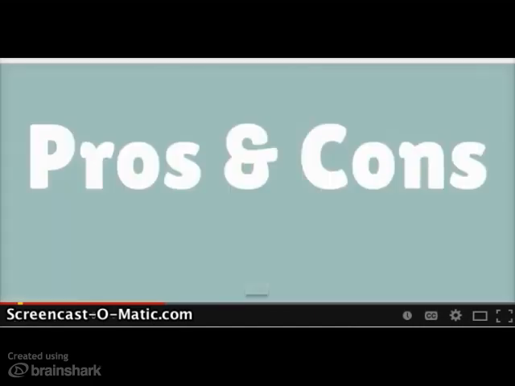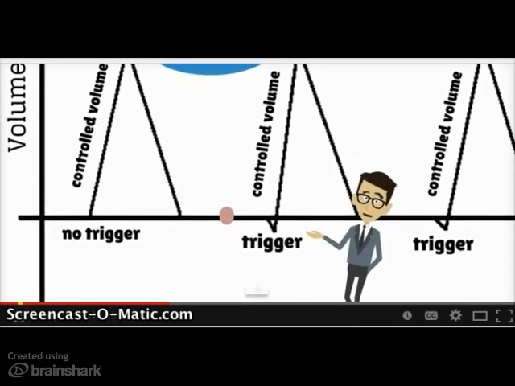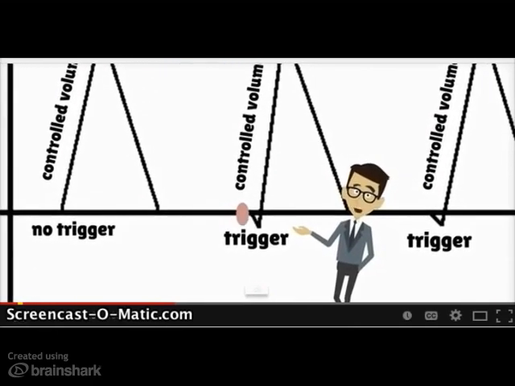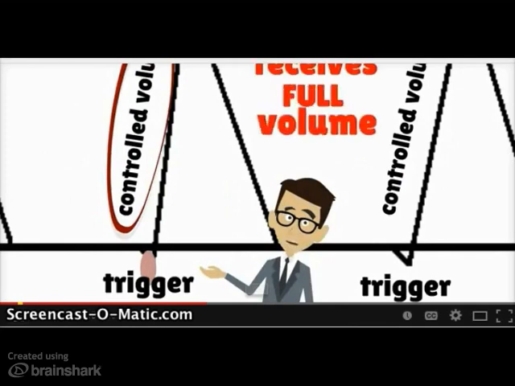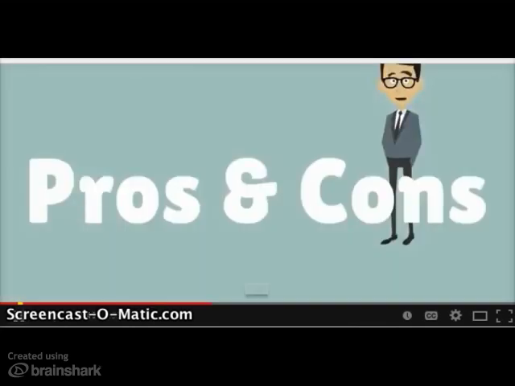What are some pros and cons to this? On one hand, if a patient is weak, but they need a regular amount of volume, the patient only needs to reach the trigger and the machine will take over and give a controlled full volume breath. This mode is good because it ensures the patient always receives a full volume. But there are some drawbacks too.